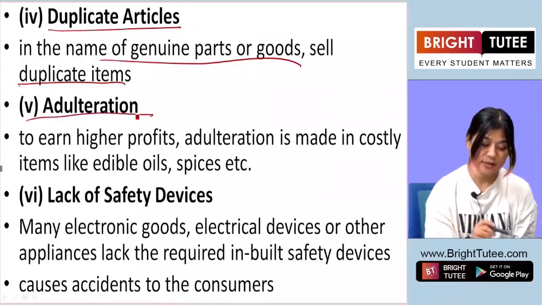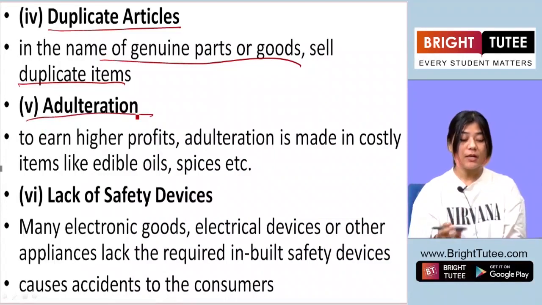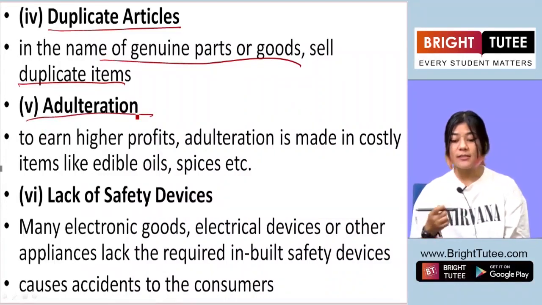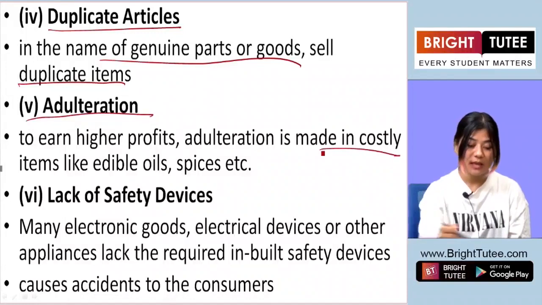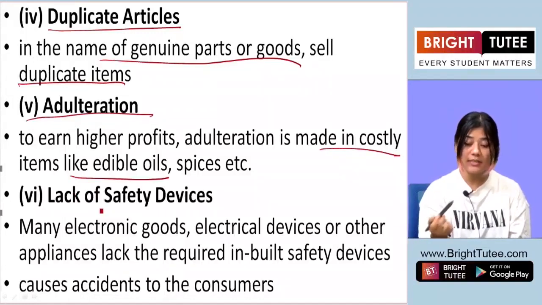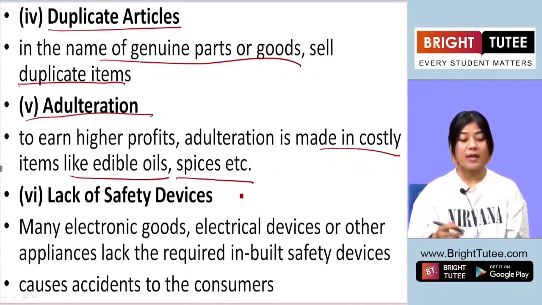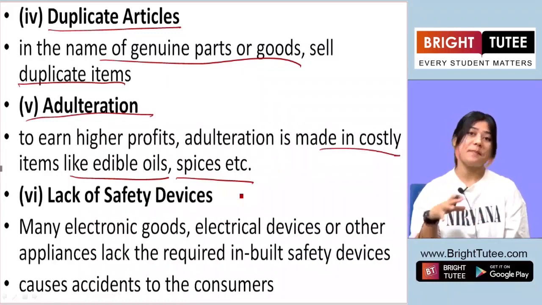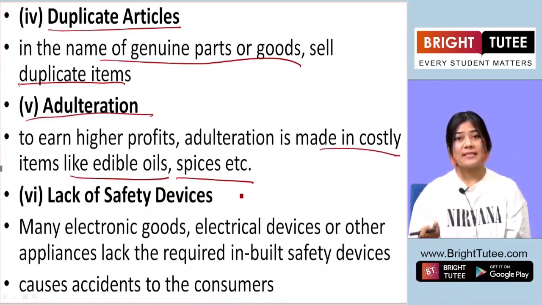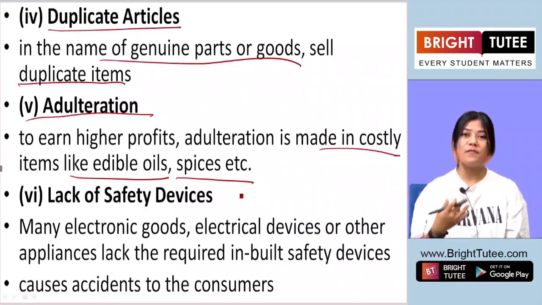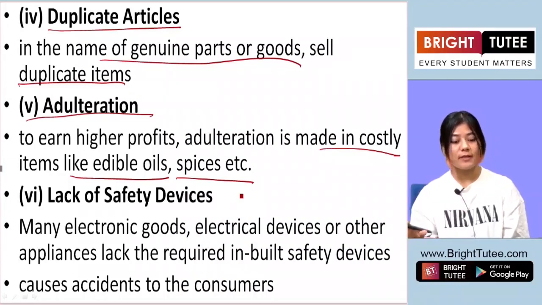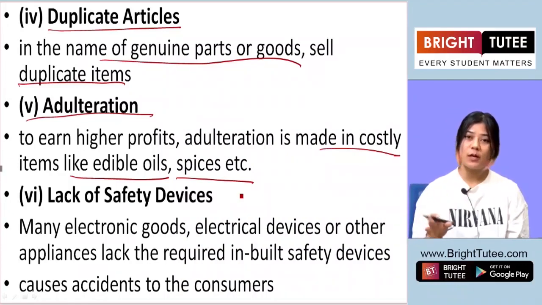Next is adulteration. Now, to earn high profits, adulteration is made in costly items like edible oils, spices, etc. Okay, so to make high profits, the quality of certain products like oil, spices, and other things, which you often consider to be of good quality, is not maintained. Okay, but they are not of good quality, yet they are priced very high. All right.